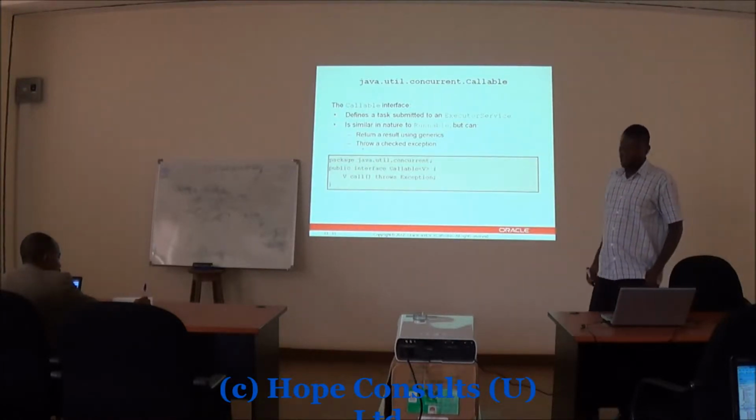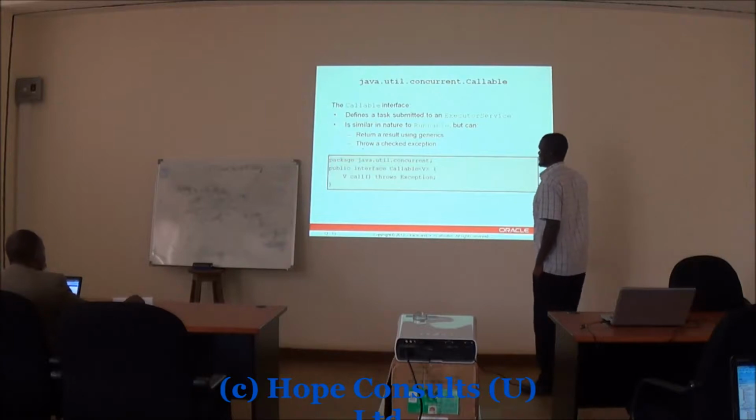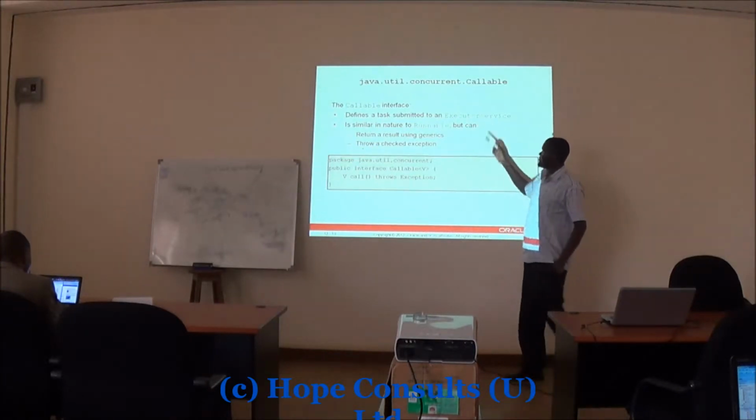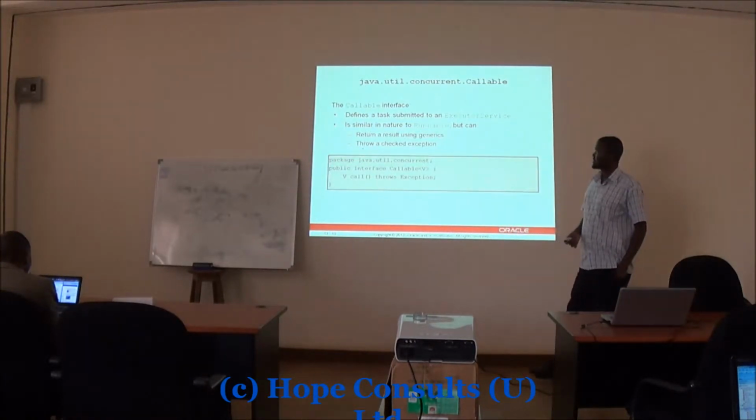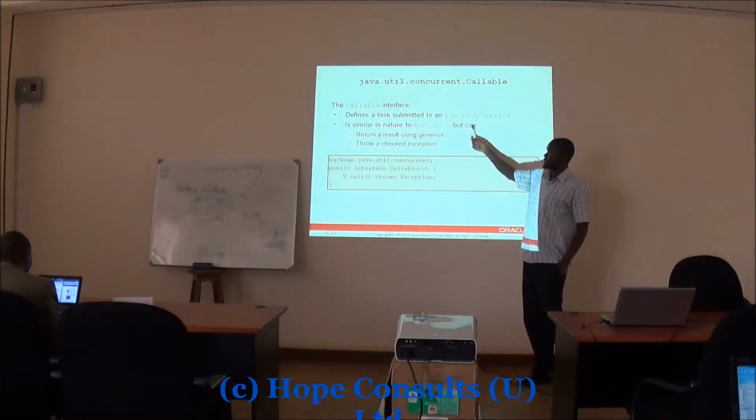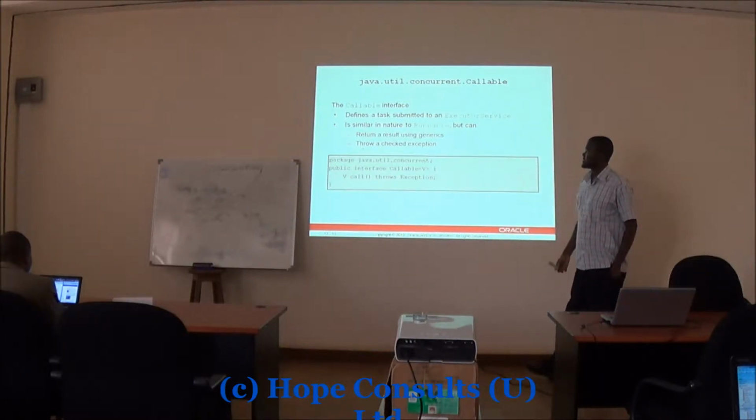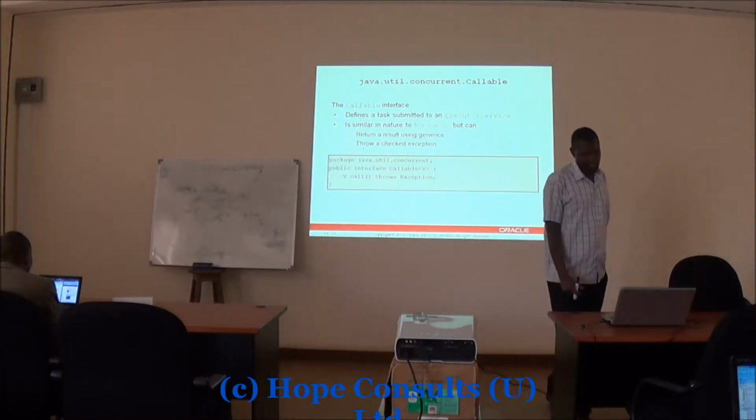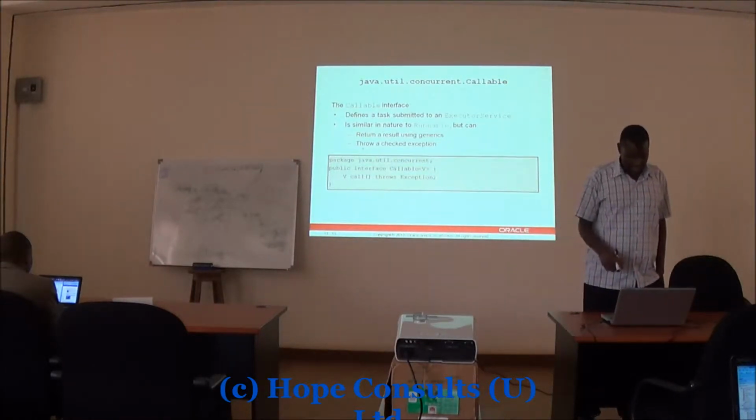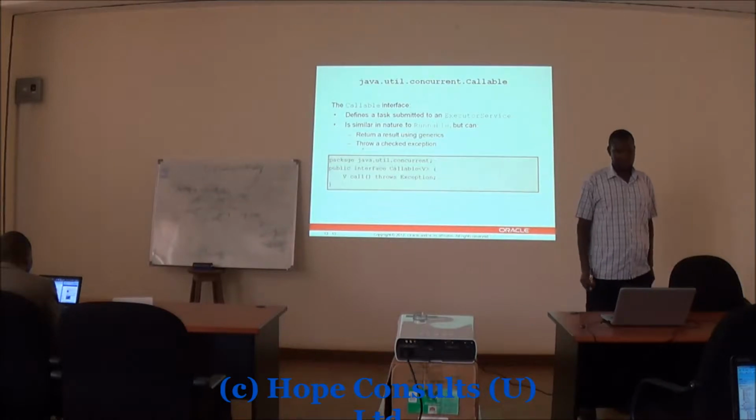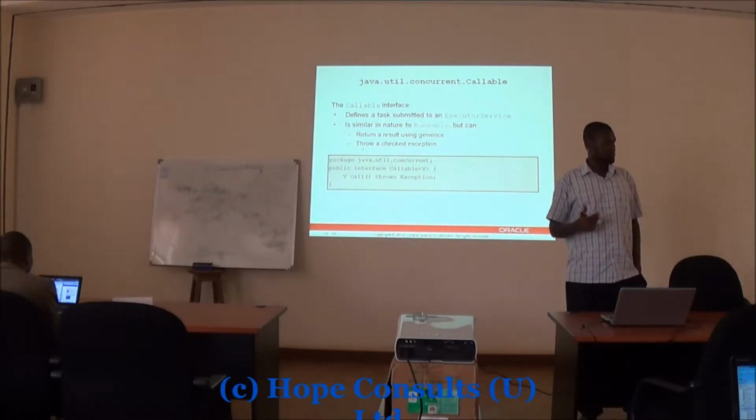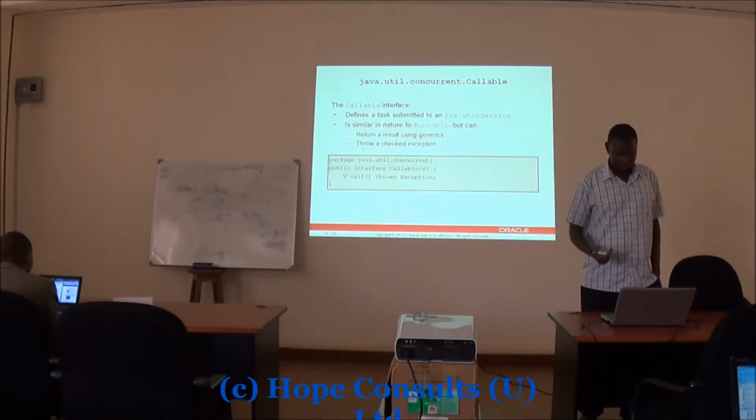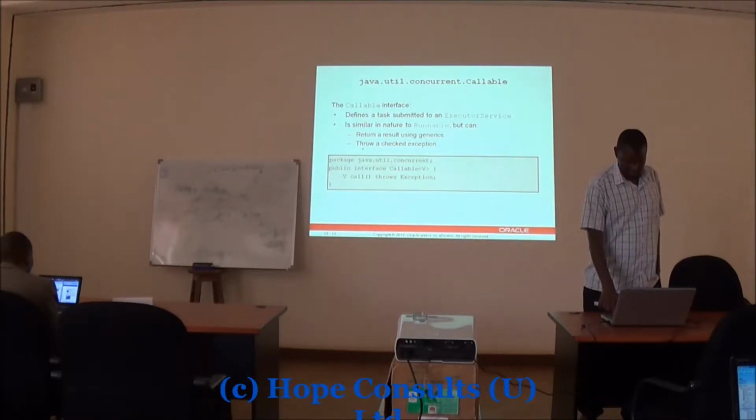The Callable interface defines a task to be submitted to an executor service, and it is similar to Runnable, but it returns a result using generics. We looked at generics earlier, and we said it is a class that expects an object of any type. You can define the type later.